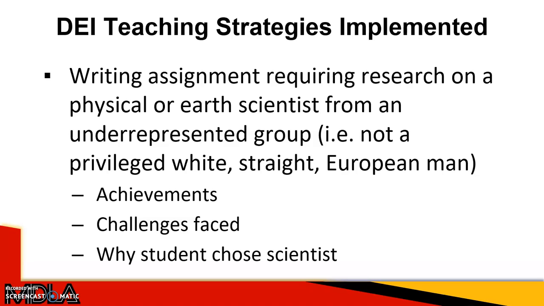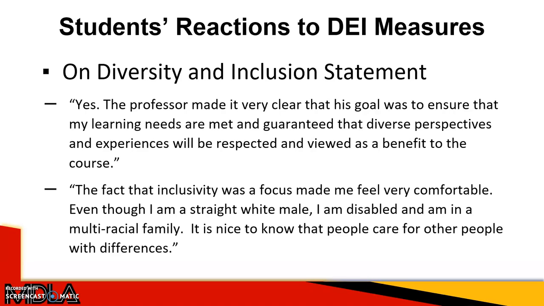Another DEI teaching strategy implemented has been a writing assignment that requires research on a physical or earth scientist from an underrepresented group, including their achievements as well as challenges they overcame. Students are also expected to discuss why they chose the scientists they wrote about. Some instructors also include a way in which students share their research with others, whether it is in a class session or through an asynchronous discussion. So many parallels can be made among these scientists and what they endure to achieve great things.